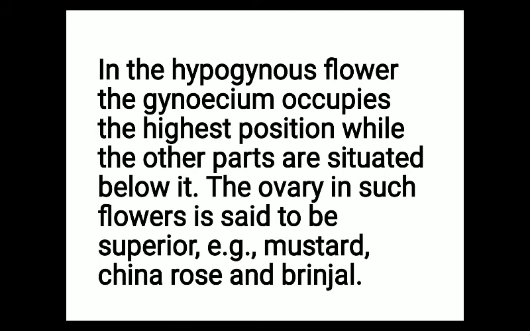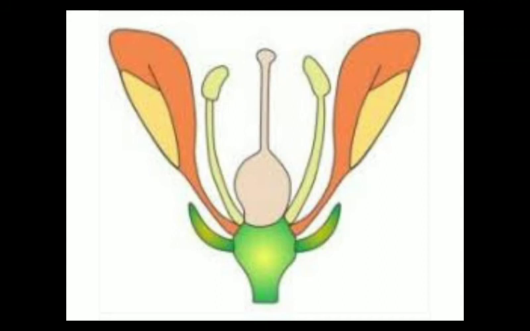In the hypogynous flower, the gynoecium occupies the highest position, while the other parts are situated below it. The ovary in such flowers is said to be superior. Example: mustard, China rose and brinjal. So in a hypogynous flower, what will happen? This ovary will be at the highest position, and all the sepals, petals and stamens will arise below the ovary. Such a type of flower will be known as a hypogynous flower, and such a type of ovary is known as a superior ovary.